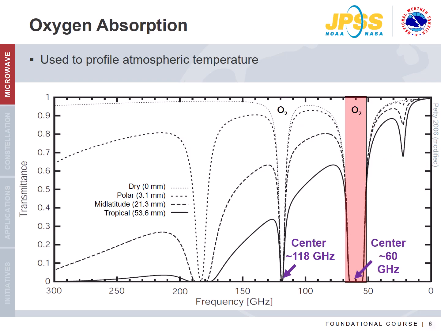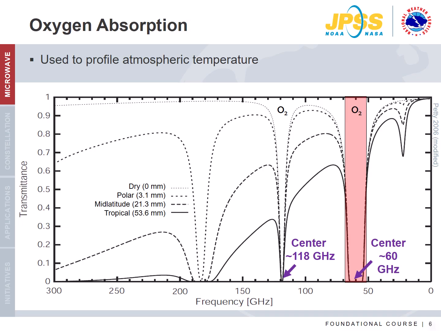Let's first focus on oxygen absorption. A strong absorption band due to molecular oxygen is centered at 60 GHz. This band plays an important role in satellite retrievals of atmospheric temperature profiles. A second, narrower oxygen band is also present at 118 GHz. Strong absorption results in an opaque atmosphere at the centers of both bands.